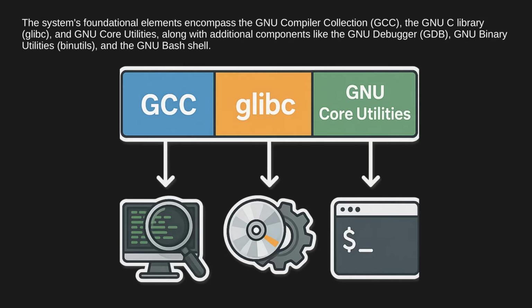The system's foundational elements encompass the GNU Compiler Collection, GCC, the GNU C Library, glibc, and GNU Core Utilities, along with additional components like the GNU Debugger, GDB, GNU Binary Utilities, Binutils, and the GNU Bash Shell.